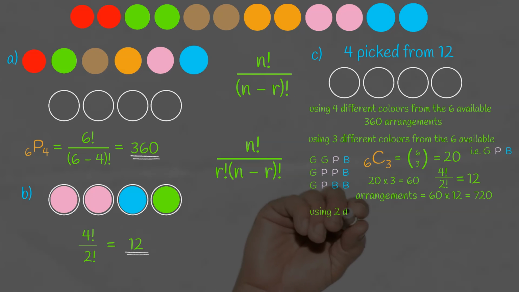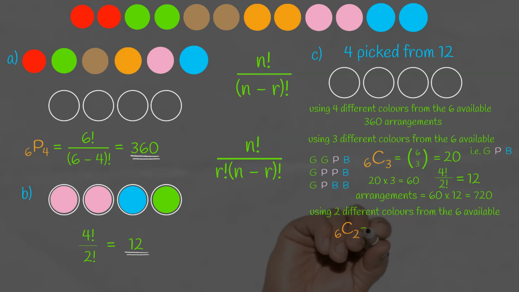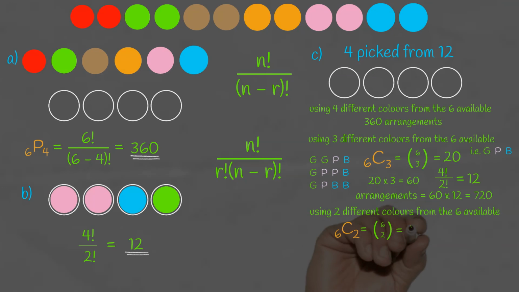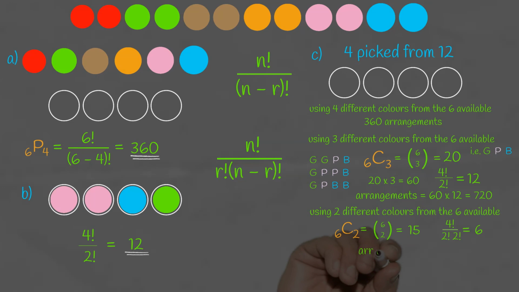And lastly, we work out the number of arrangements if we only have 2 different colours from the 6 available. So first we have to work out in how many ways we can choose 2 colours from 6. And using the formula, we get 15. And then we have to work out how many ways we can organise the 4 pegs, which in this case is 4 factorial over 2 factorial times 2 factorial, because 2 of the pegs are the same colour. So the answer is 6. Therefore, the arrangements with 2 different colours is 15 times 6, which is 90.